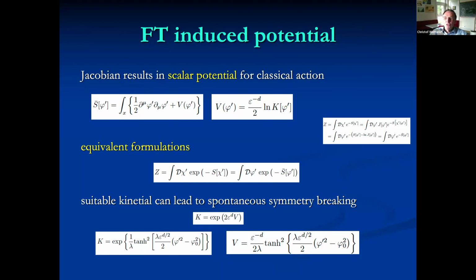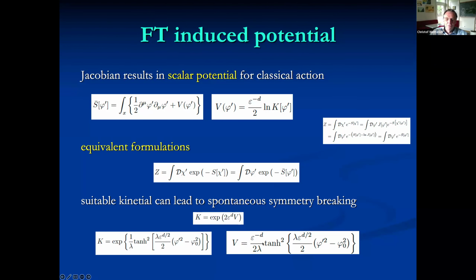So this Jacobian in this case gives you a field transformation induced potential. It's just given by the log of k of phi. This gives you the potential. You have these two completely equivalent descriptions. That sounds harmless, but remember that this theory with a non-trivial kinetical was an interacting theory. This is, of course, still there. And in this case, it's now in the potential. In the potential, you see it easier.